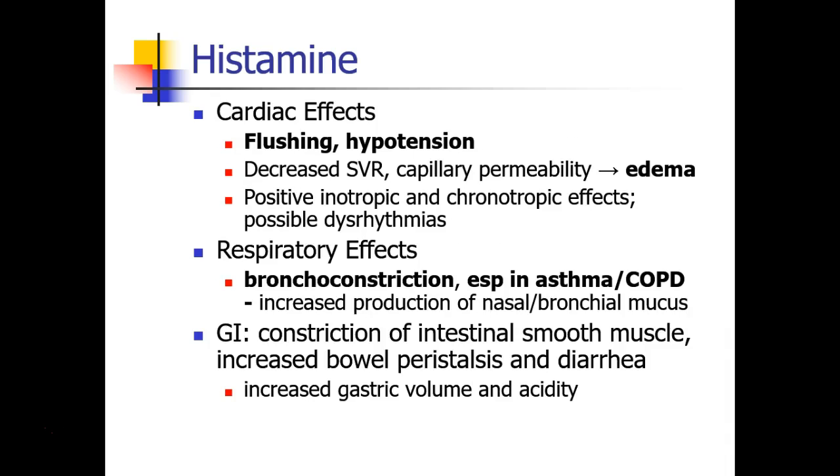The cardiac effects of histamine include flushing, hypotension, decreased systemic vascular resistance, and increased capillary permeability, which leads to edema, and positive inotropic and chronotropic effects in some dysrhythmias. The respiratory effects of histamine are bronchoconstriction, especially in patients who have pre-existing asthma or COPD, and increased production of nasal and bronchial mucus. In the GI system, we see constriction of the intestinal smooth muscle leading to increased bowel peristalsis and diarrhea, as well as increased gastric volume and acidity.